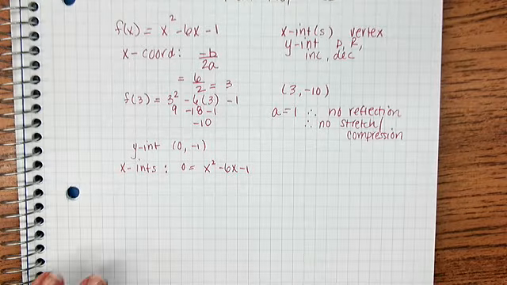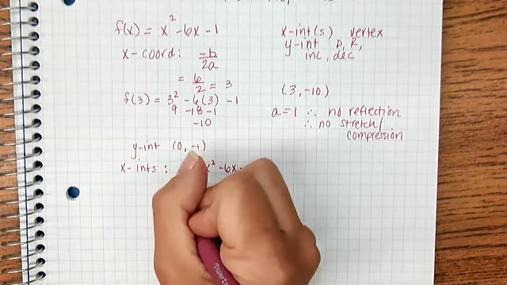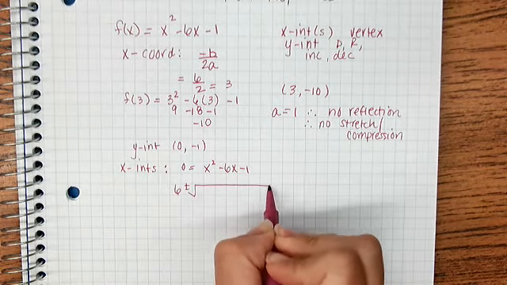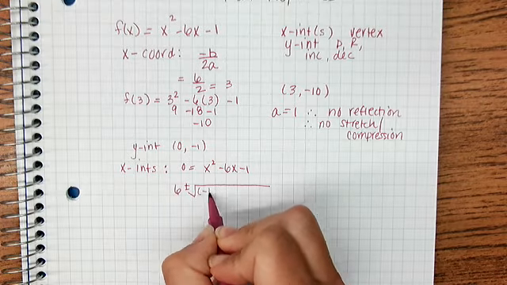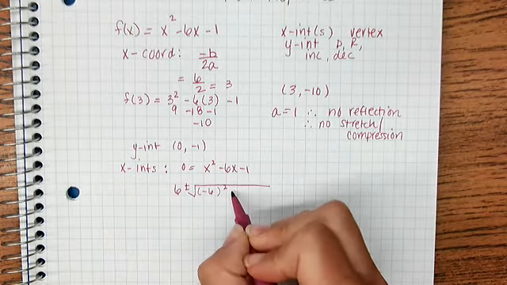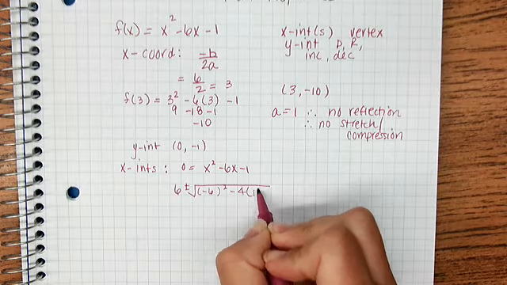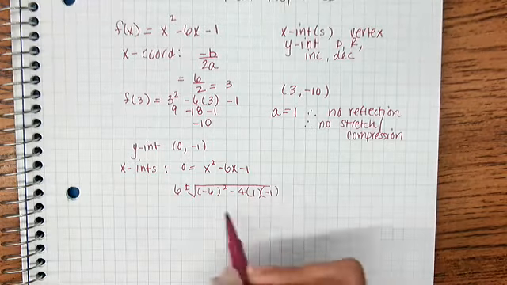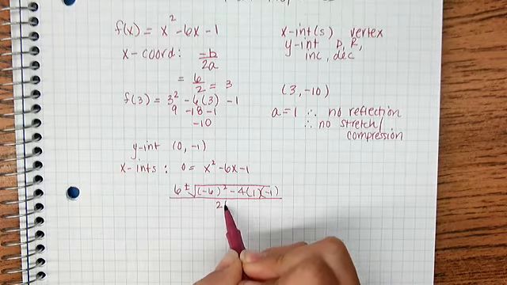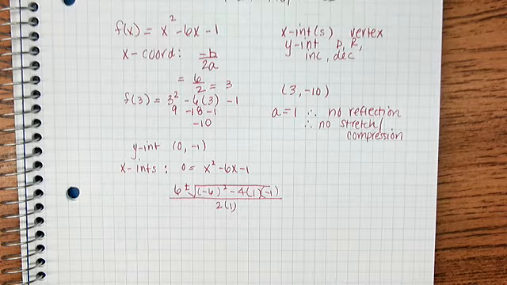It's not factorable, so I'm going to use the quadratic formula. It's going to be 6 plus or minus the square root of negative 6 squared, b squared minus 4, A is 1, C is negative 1, all over 2A. You don't have to show every single step like I just did.